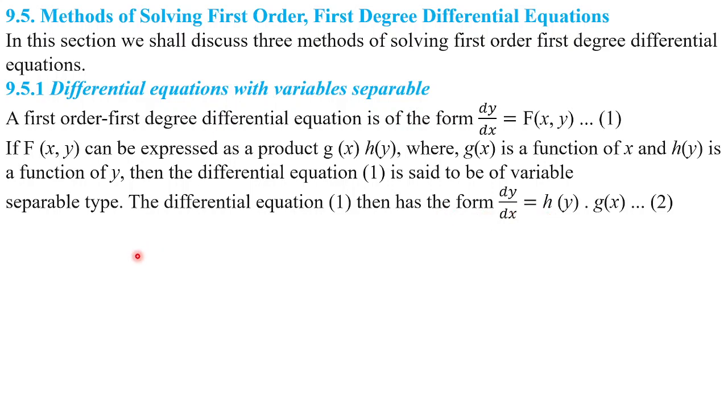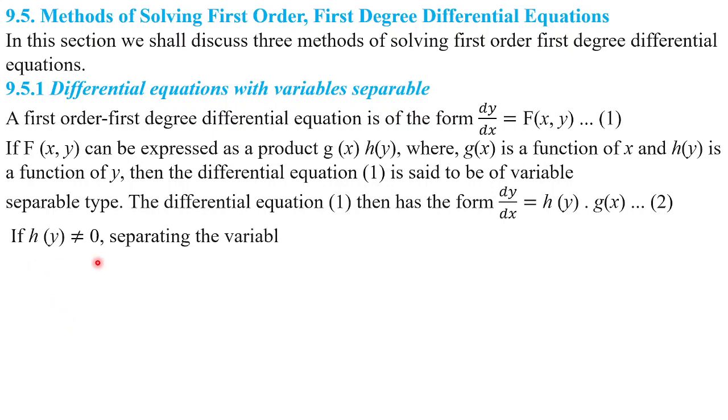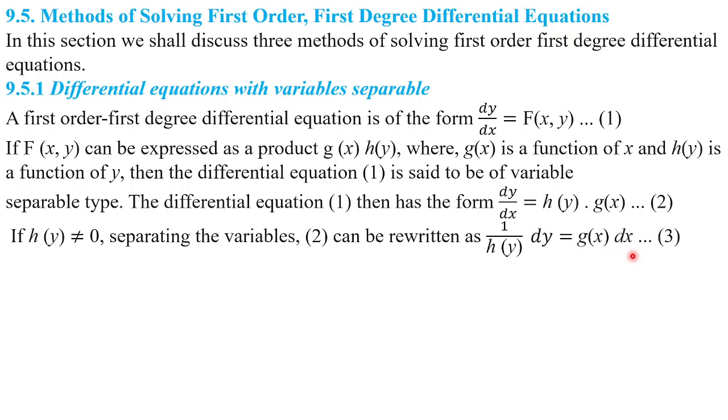Okay, my children, right? Listen to these steps, my dear children, carefully. If h of y is not equal to 0, separating the variables in equation 2, the equation 2 can be written as 1 by h of y dy is equal to g of x into dx.